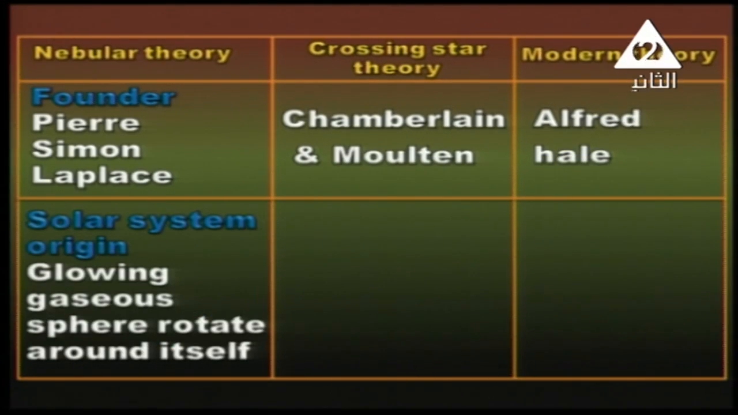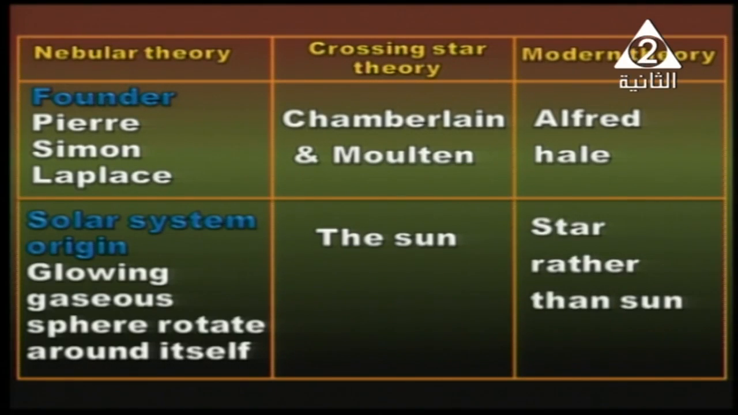The solar system origin. The nebular theory says that the origin of the solar system is a glowing gaseous sphere rotating around itself, called a nebula, while the crossing star theory says that the origin of the solar system is the sun, and the modern theory says that the origin of the solar system is a star other than the sun.